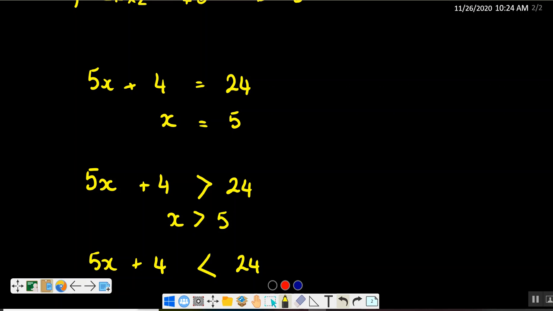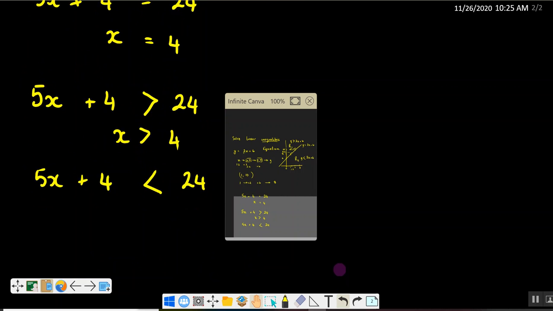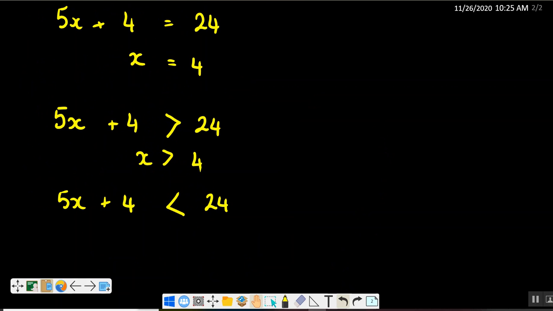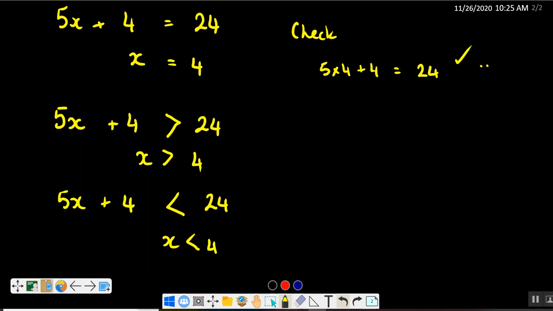Isn't it 4? It's not 5. Okay. And what about this? The last one is x has to be less than 4. And we should always do a check, which is, how do I check that x equals 4 is correct?